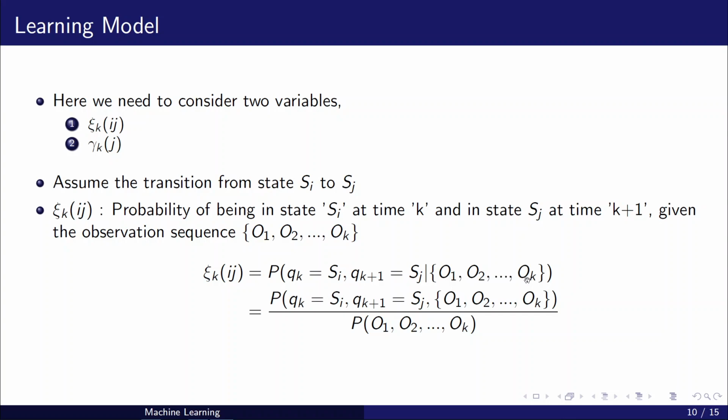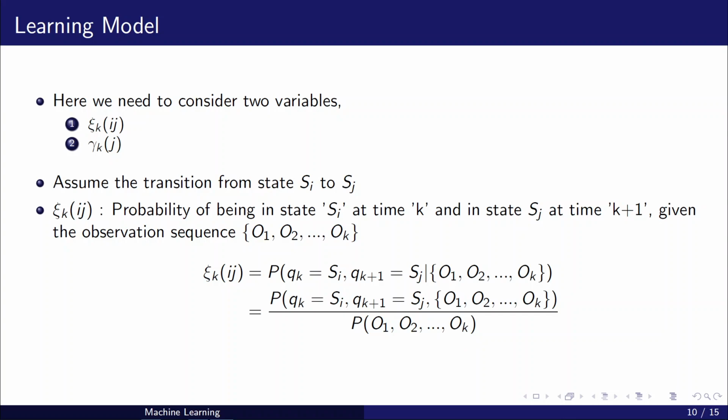Now you convert this into another form, represented as a joint probability. That is, the probability of qk equal to Si, comma qk plus 1 equal to Sj, that is, at time k you are at state i and at time k plus 1 you are at state j, comma the observation sequence, the joint probability of these two, divided by the probability of the observation sequence O1, O2, etc.